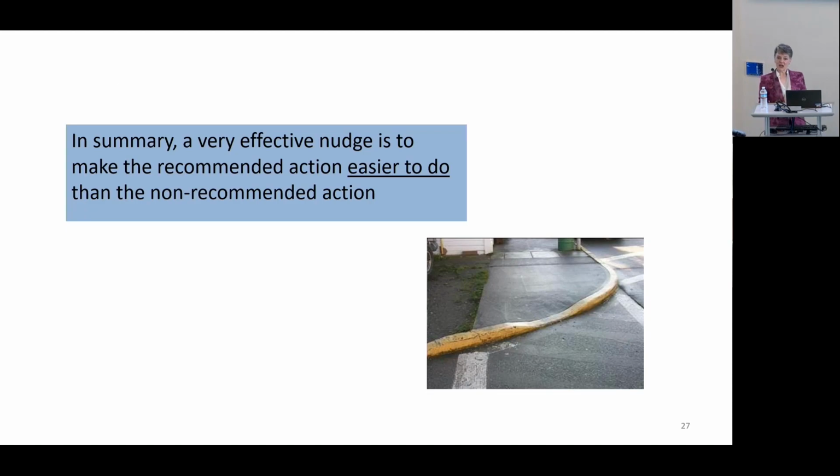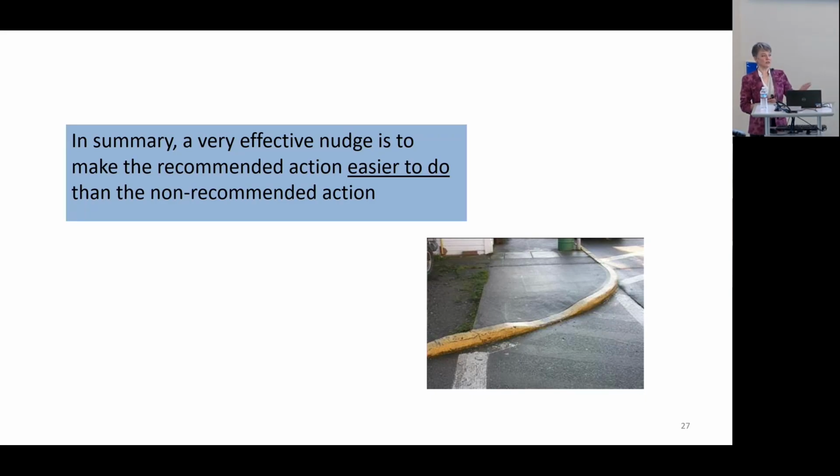So the takeaway from that case example is that another effective nudge is just to make the thing that you're sort of recommending easier to do. Rather than make the non-recommended thing harder, make the recommended thing easier. And I'm using the example of the curb cut for wheelchair access in a sidewalk as an example here.